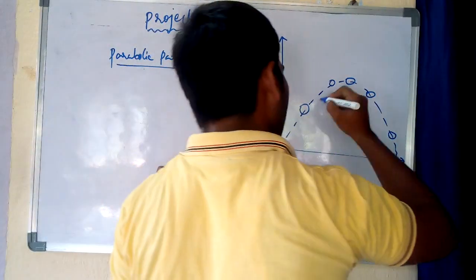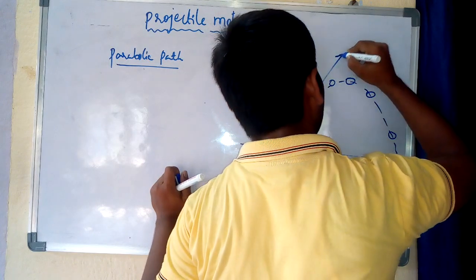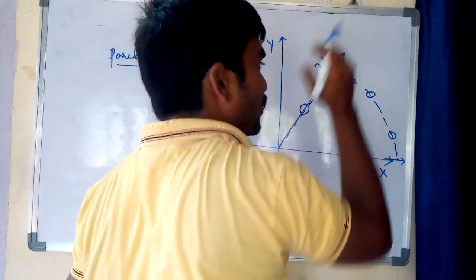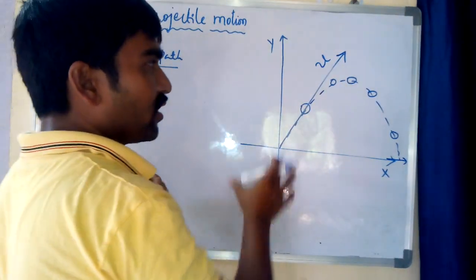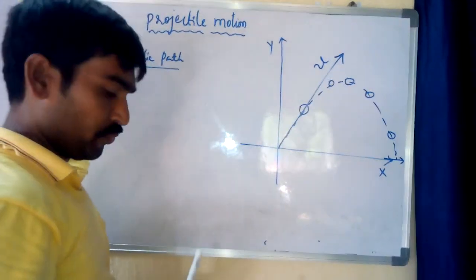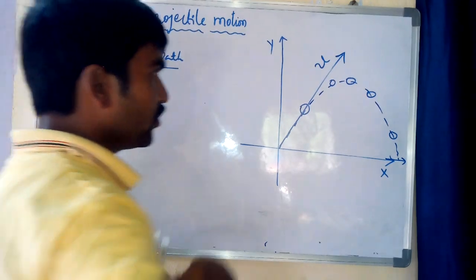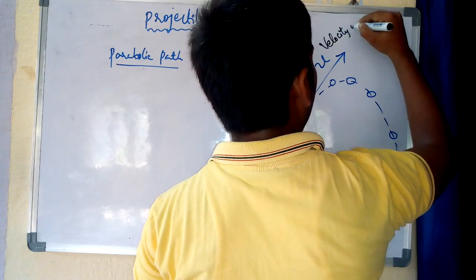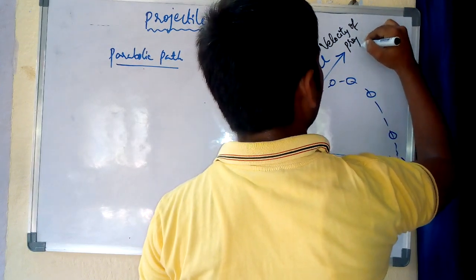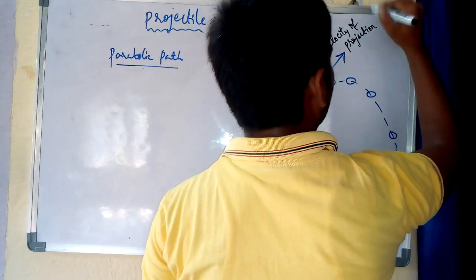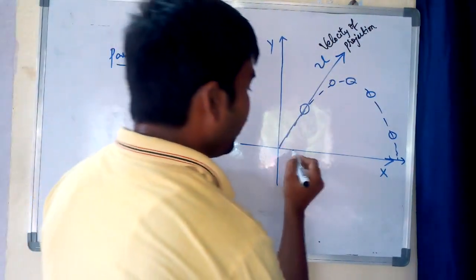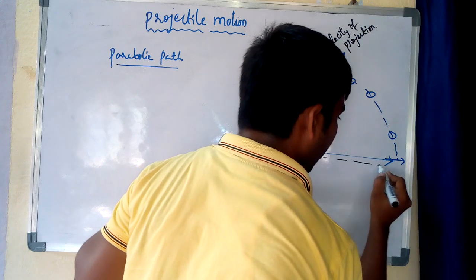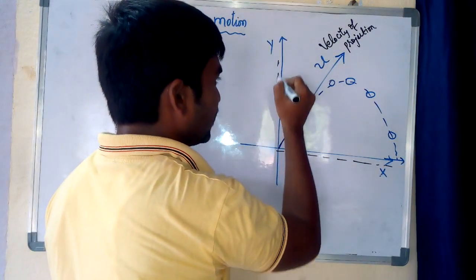So it has some velocity, that is u. U is the velocity, the velocity of projection. Then it has two dimensional components, it should be like this.